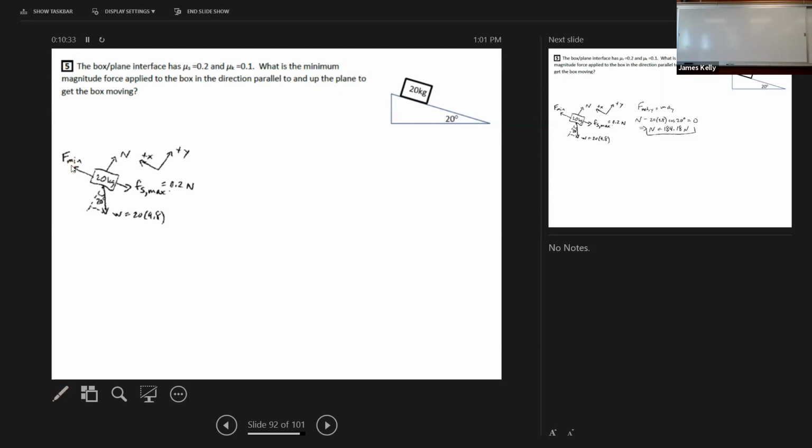And if this is the minimum, then static friction is going to be pushing back along the plane with its maximum value. And that's the one that corresponds to mu static, which here is 0.2, times the normal force. I know it looks like 0.2 newtons. Maybe I should have written it 0.2 times Fn, the normal force.